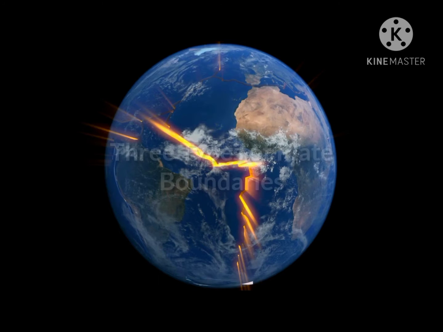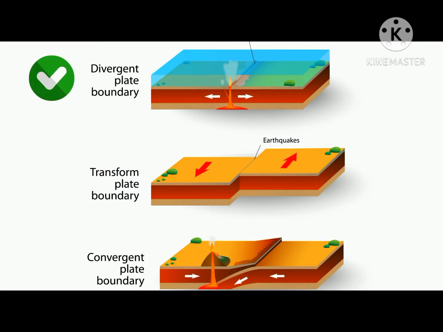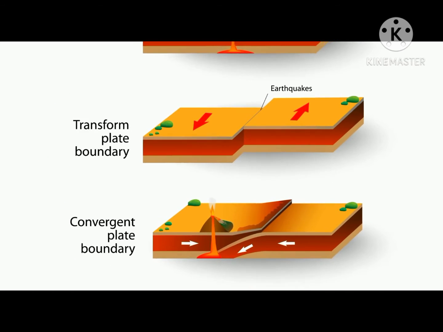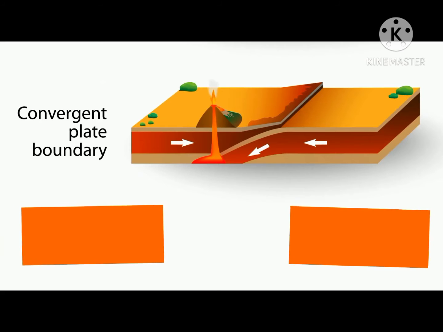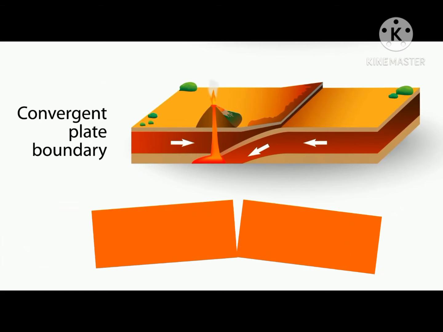There are three types of plate boundaries: the divergent plate boundary, convergent plate boundary, and transform plate boundary. First, we have convergent plate boundary. It happens when two plates are colliding. The plate being forced under is eventually melted and destroyed.